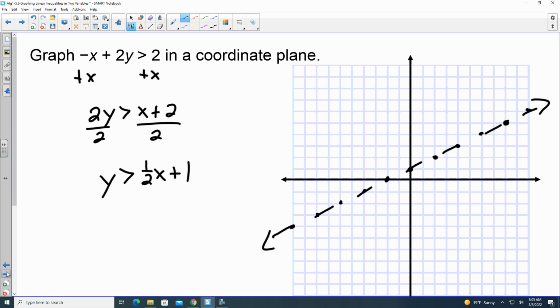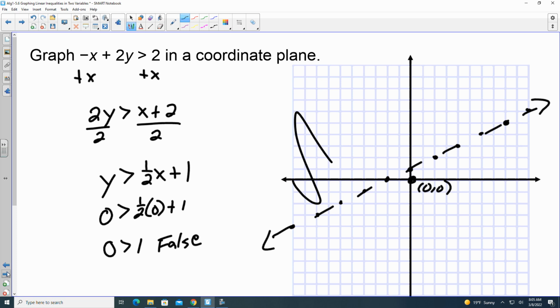All right. I can use 0, 0 as my test point because it is not on the boundary line. So I can go over here and say, oh, is 0 greater than 1/2 times 0 plus 1? Is 0 greater than 1? This is a false statement. Since it's a false statement, my shading is going to go away from my said test point, which is over here.